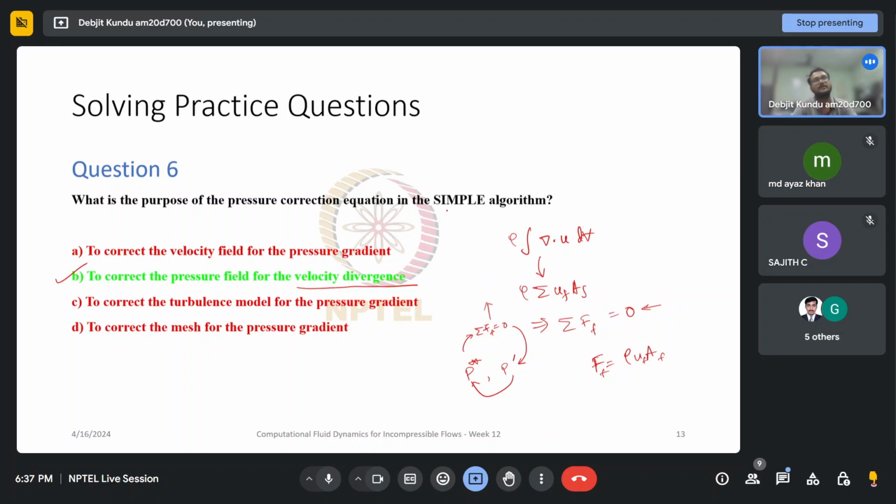So that is the main crux of the SIMPLE algorithm. And that is the main purpose of the pressure correction equation as well. It is to correct the pressure field for the velocity divergence.